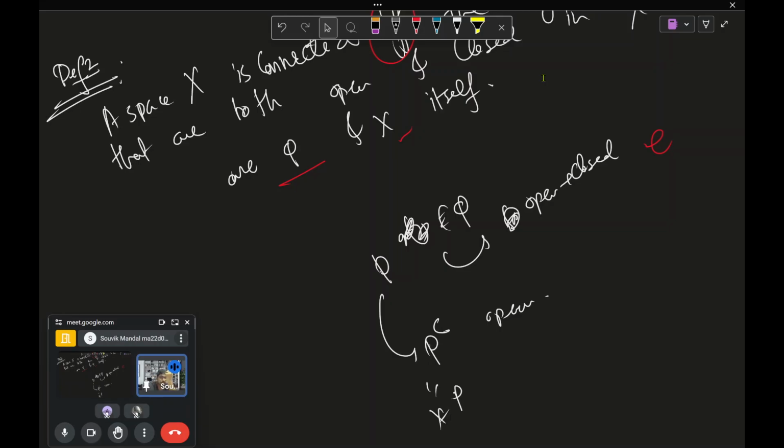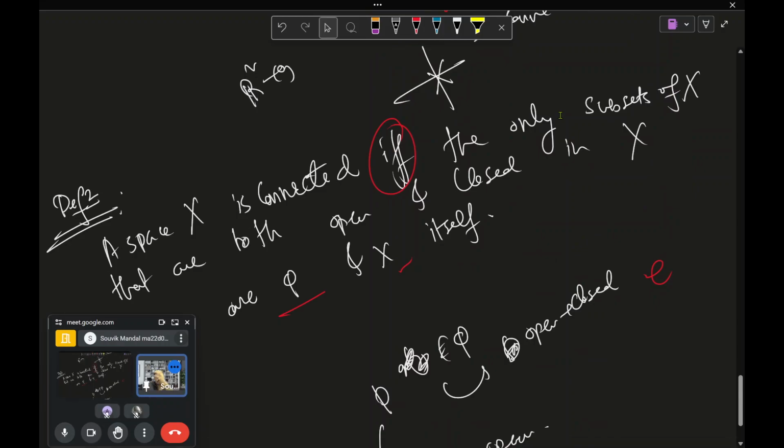So for the reverse direction, what you need to check is this: assume that X has no nonempty proper subset that is both open and closed, and you need to check that X can't have any separation. So assume that X has a separation and try to give some kind of contradiction. So try to think about it.